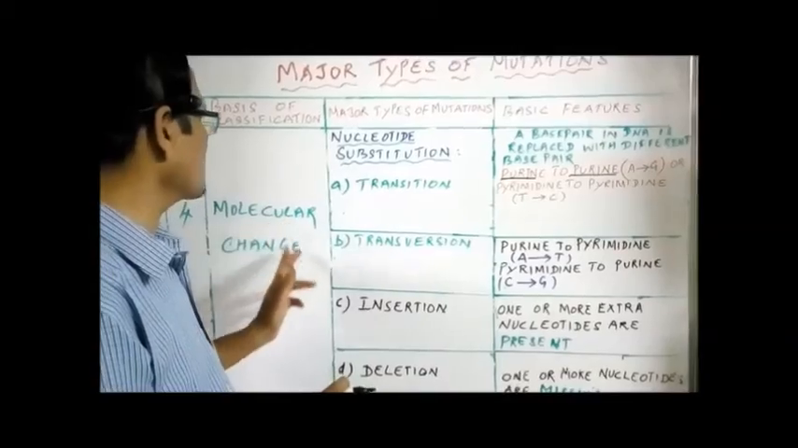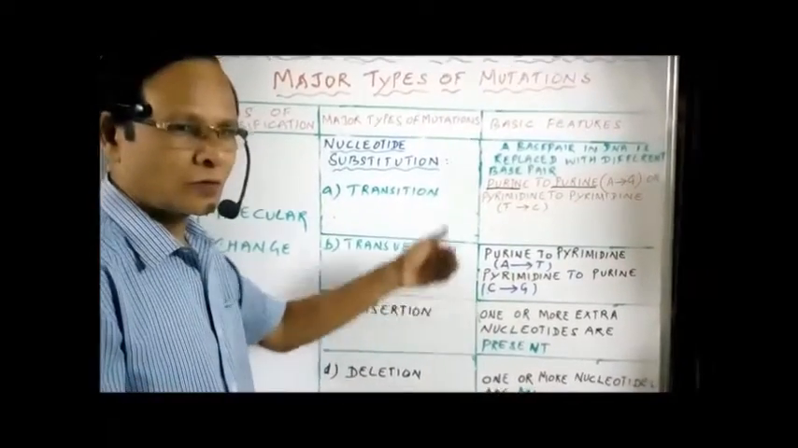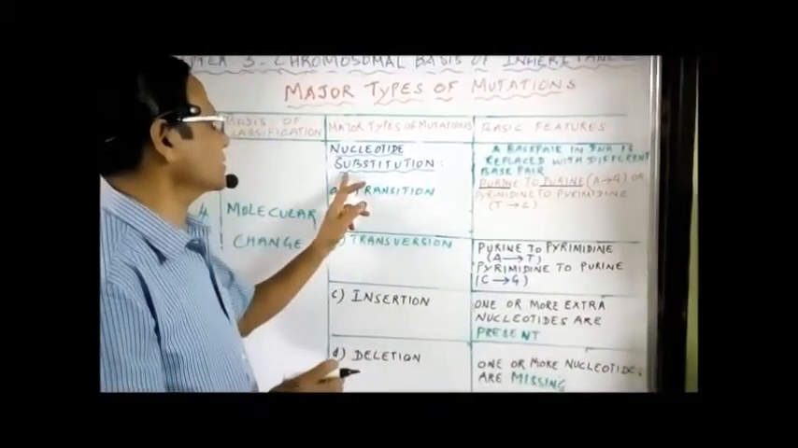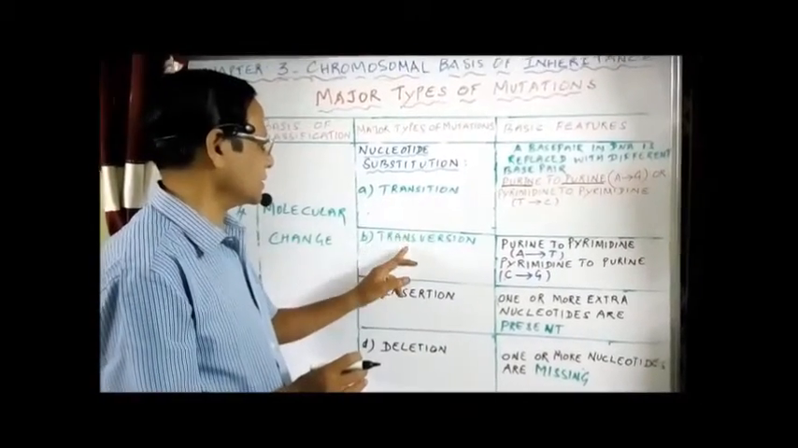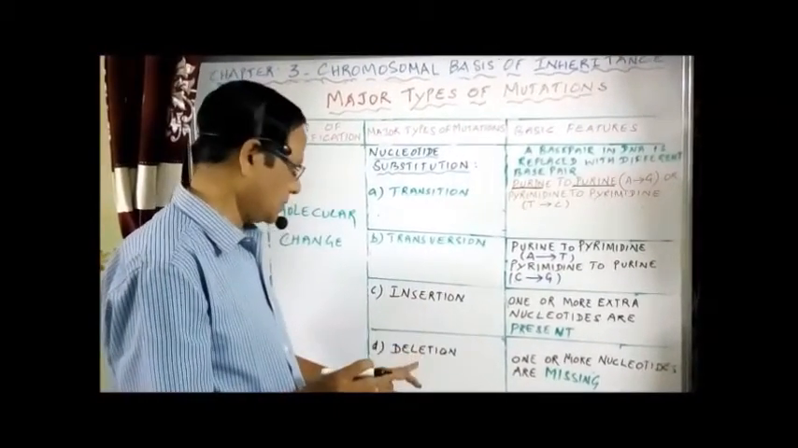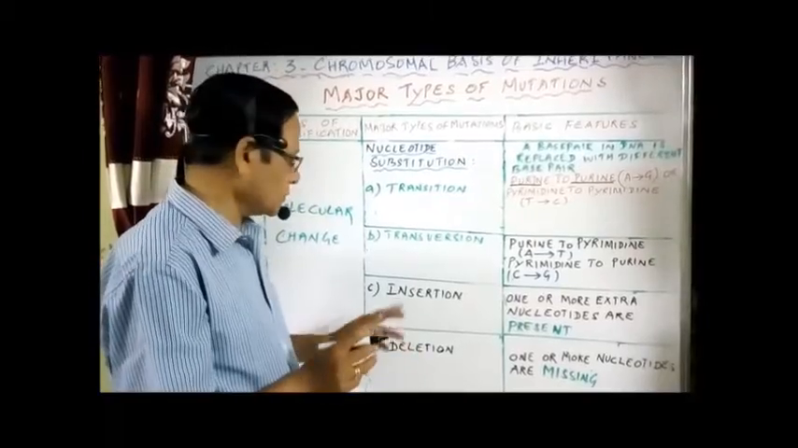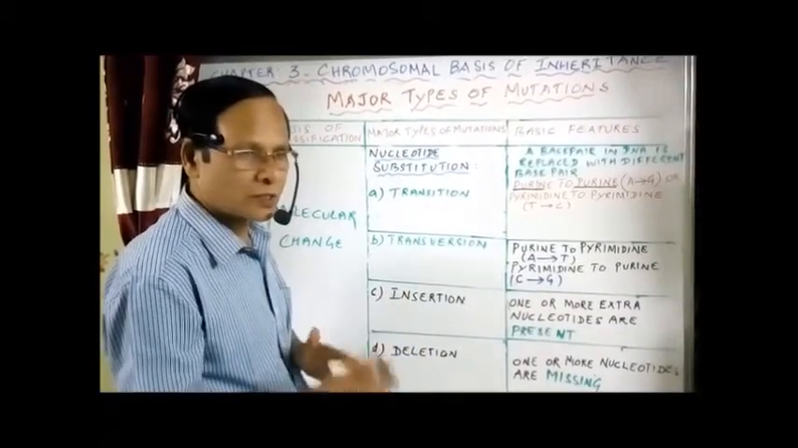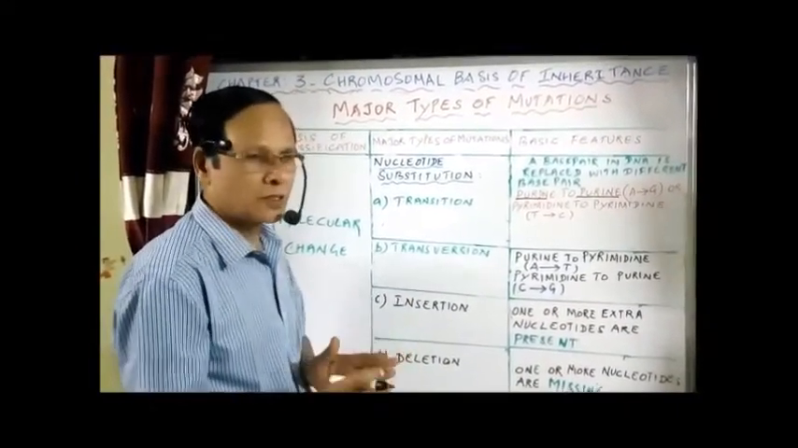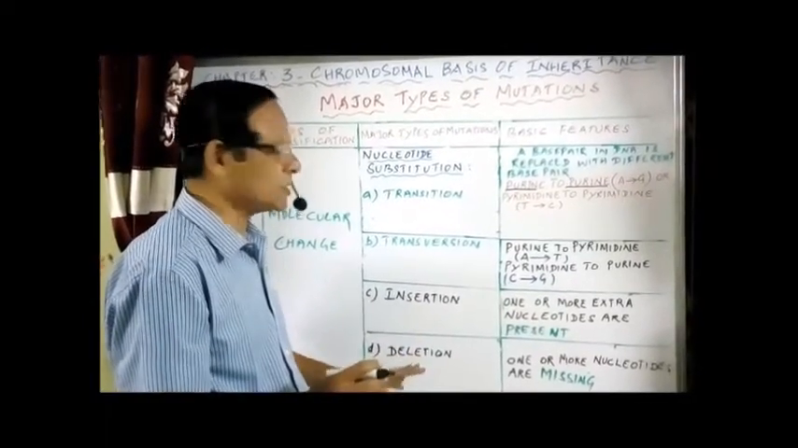That's about the molecular change I described already. I want to conclude quickly. So nucleotide substitution, we have transition, transversion, insertion, and then deletion mutation. We also have frame shift insertion, that is different, and similarly frame shift deletion. This is a common addition and common deletion.